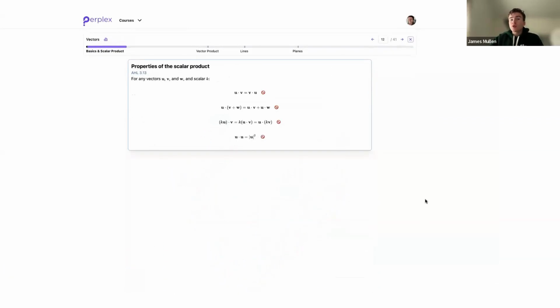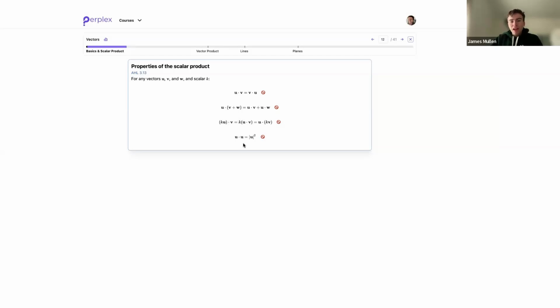So, some properties of the scalar product. Unfortunately, none of these are in your formula booklet, but u dot v is the same as v dot u. This is not a property that will apply to the vector product later, so don't think it's always true. If I have u dot the sum of two vectors, v plus w, that's going to be u dot v plus u dot w, so I can distribute the dot product. If I have k times u dotted with v, that's the same thing as k times the dot product of u and v.